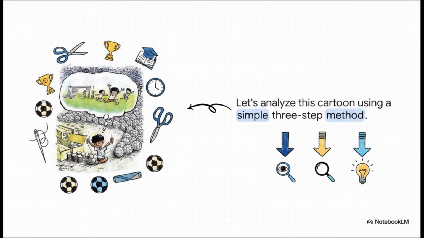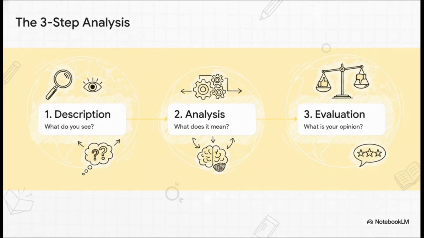Okay, take a look at this cartoon. We see a young boy, he's stitching footballs, but he's dreaming of playing with them. At first glance, you get the story, right? But for your exam, you need to be more systematic. We're going to use a simple but really effective three-step method to analyze it. Here it is, just 3 simple steps.